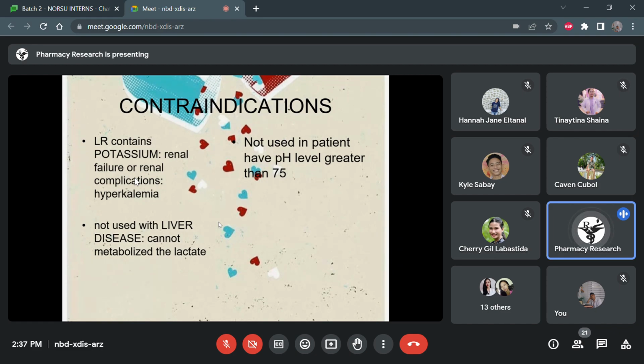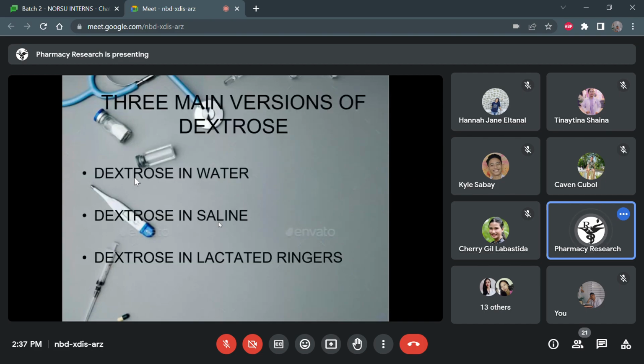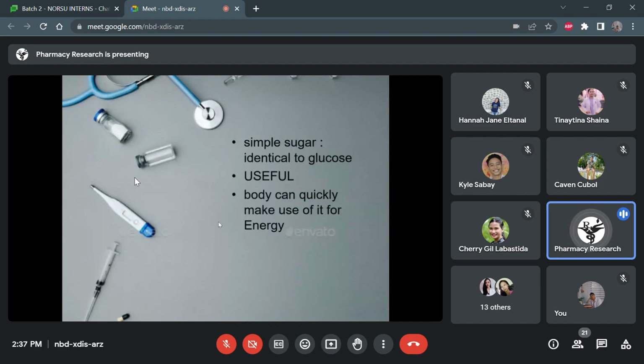And also, dili po siya pwede sa patients having a pH level greater than 7.5. So, what is dextrose? Dextrose is a simple sugar. The dextrose is identical to glucose. It's important because kaning dextrose, pwede po ni siya use as vehicle, like i-incorporate siya sa other medicine since dali man gid siya ma-absorb sa atong lawas. So, dextrose, same siya sa glucose, in which your body can quickly make use of it for energy.